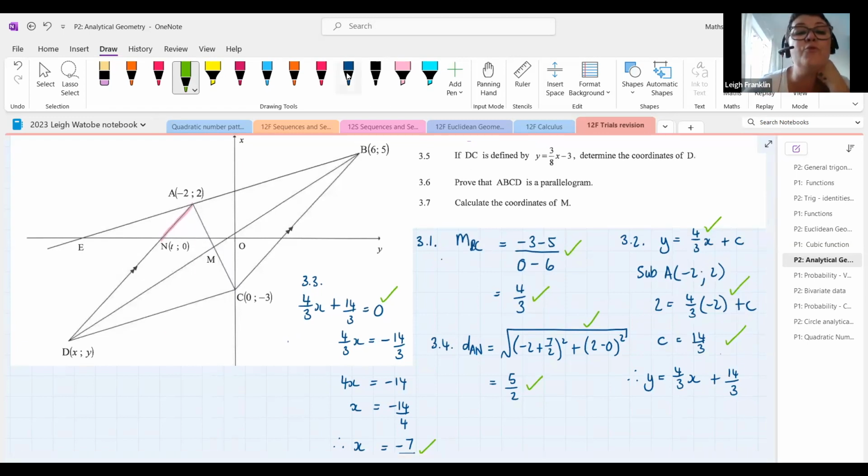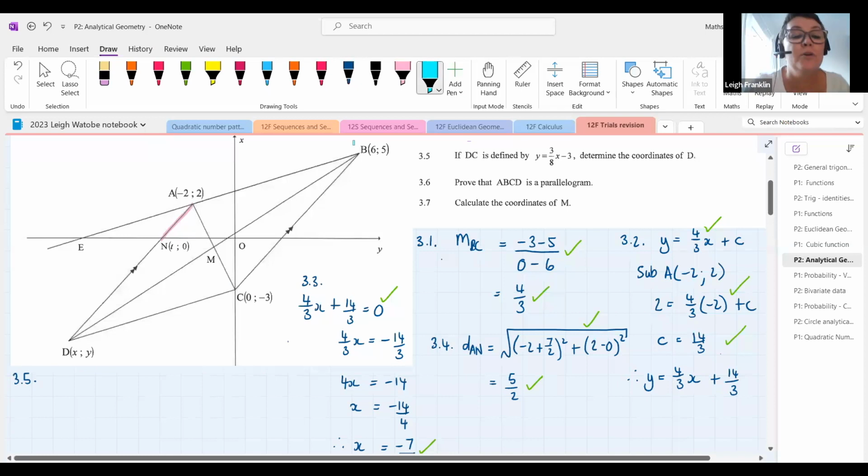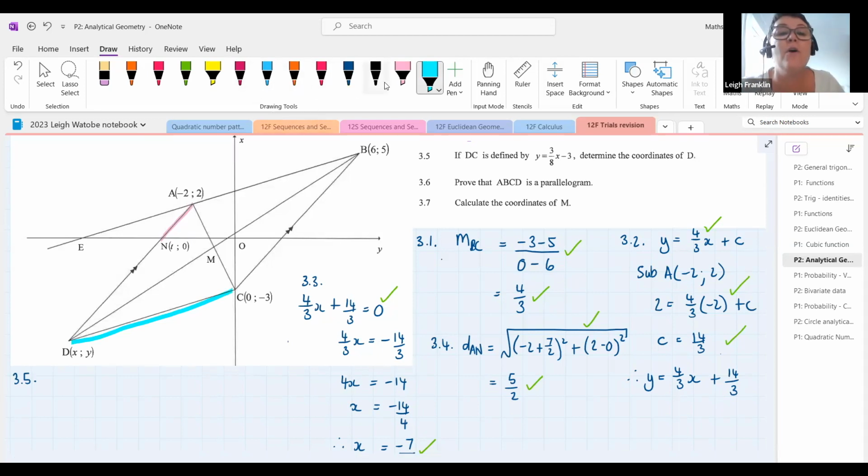All right, question 3.5 says to us, if DC, so line DC, is defined by y equals 3 over 8x minus 3, determine the coordinates of D. So they've given us the equation of this line over here. We know so far that we have the equation of this line over there.